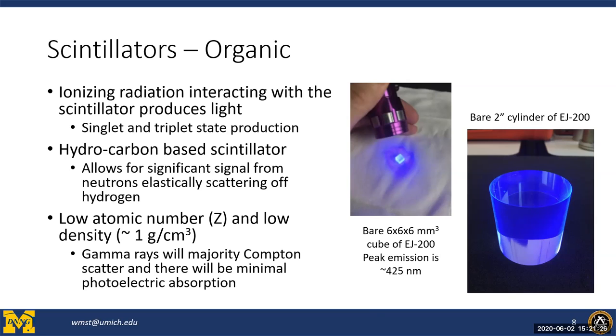And as just a general note, these are low atomic number and low density, so gamma rays will majority Compton scatter and there will be minimum photoelectric absorption. They're also relatively insensitive to gamma rays, relative, of course, to semiconductor or inorganic scintillators that tend to be much denser and higher Z.